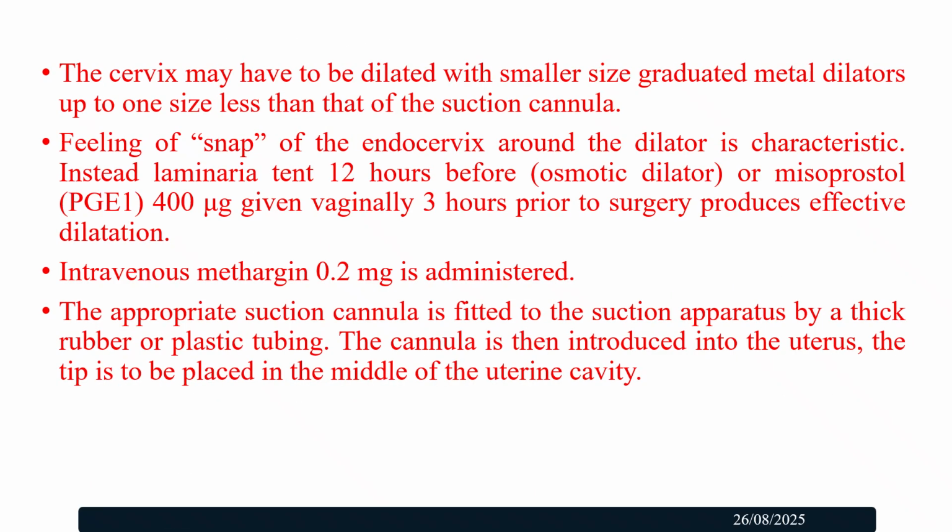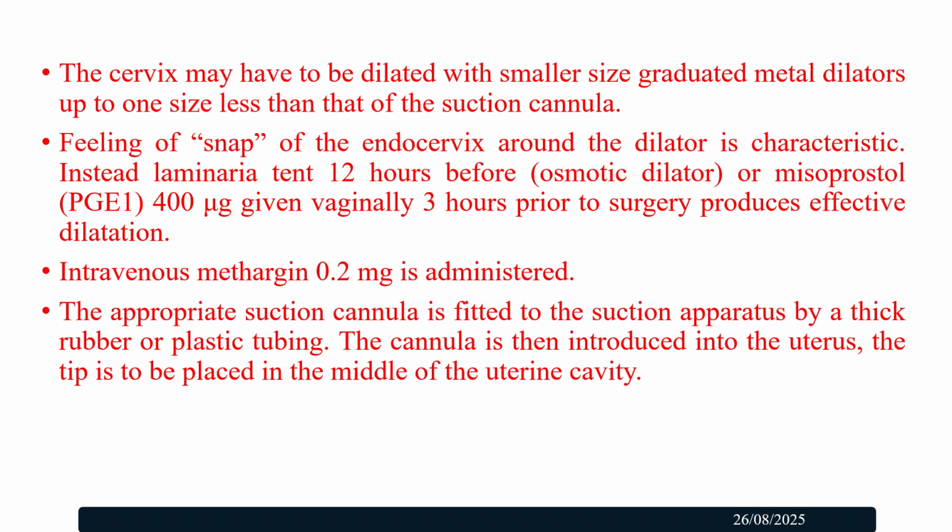Then the cervix may have to be dilated with graduated metal dilators, up to one size less than that of the suction cannula. The feeling of a snap of the endocervix around the dilator is characteristic. Instead, laminaria 10 to 12 hours before, an osmotic dilator, or misoprostol 400 mcg given vaginally 3 hours prior to surgery can be used, which produce effective dilation of the cervix. Then intravenous methergine 0.2 mg is administered.